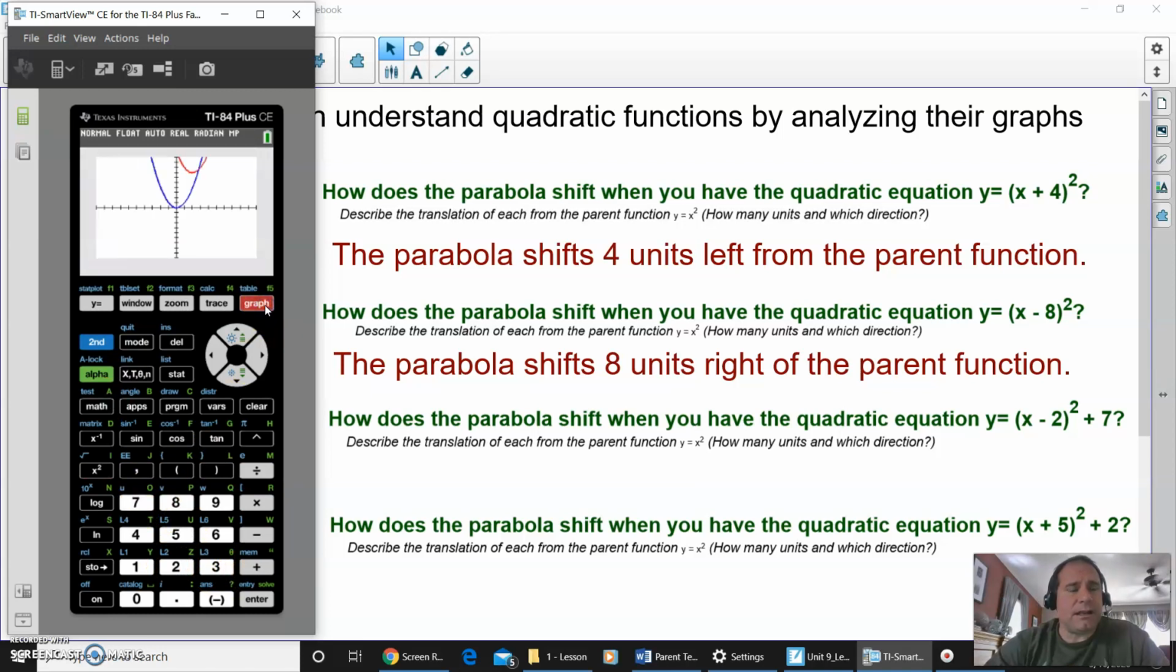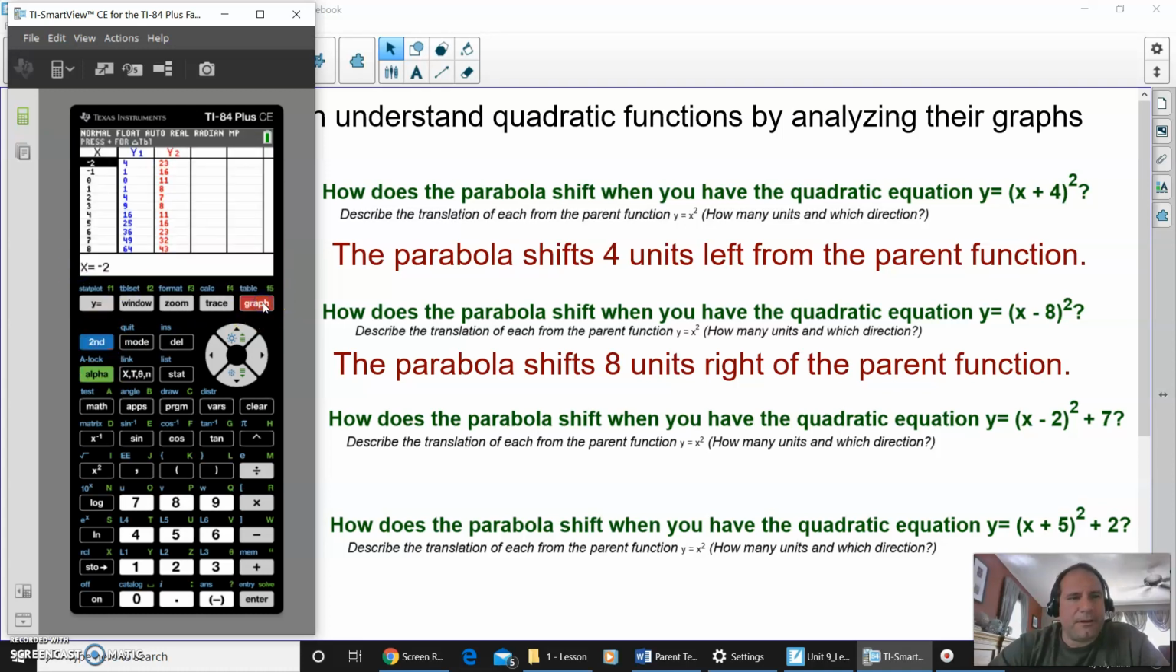That's the parent function, and there is the red parabola right here that you could barely see on your graphing calculator. But you could see it's going to go 2 to the right and basically 7 up. And you could verify that by going to the x value of 2, and the y value is 7. So 2, 7 is where that vertex would be.